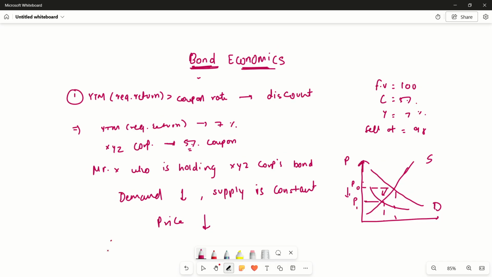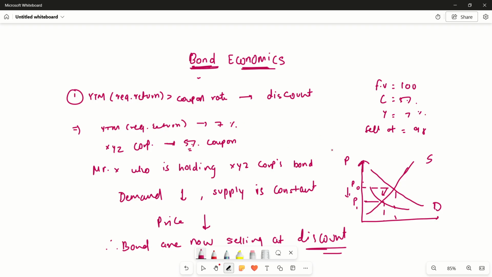That implies bonds are now selling at a discount. So if YTM is greater than coupon, as we can see, bonds are now selling at a discount. We just explained why this happens through this mechanism.